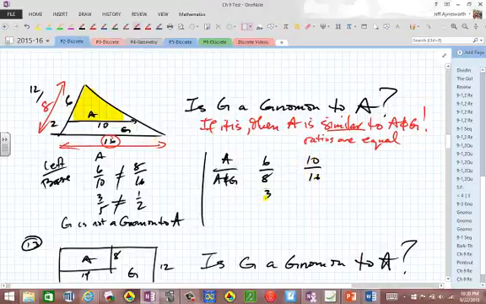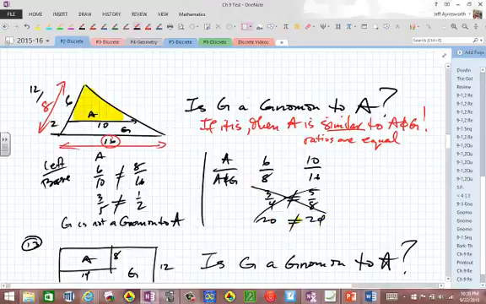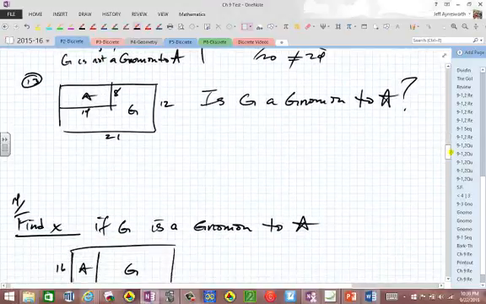Now here you get 3/4, and here you get, divided both by 2, 5/8. And they're not equal either. Why? Well, let me see. That's 20, that's 24, and they're not equal. The cross products aren't equal. So G is not a gnomon to A because the ratios are not equal. If they were equal, then they would be similar. All right, that's all there is to it. For every two similar figures, that's the case.